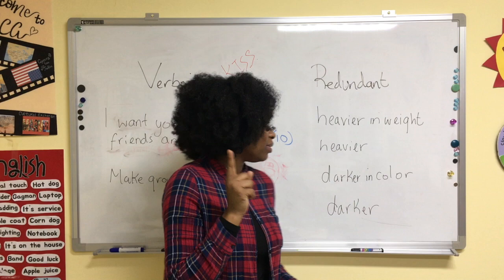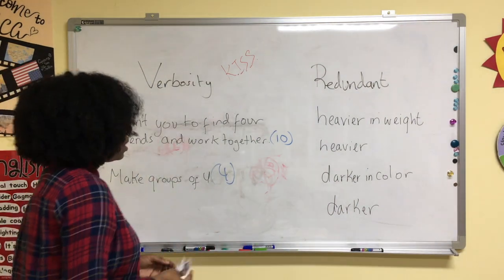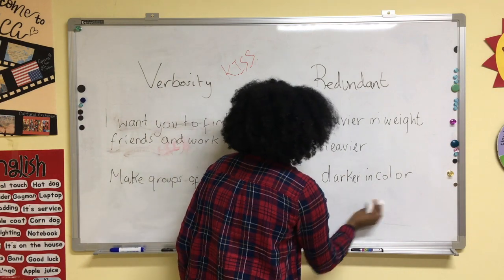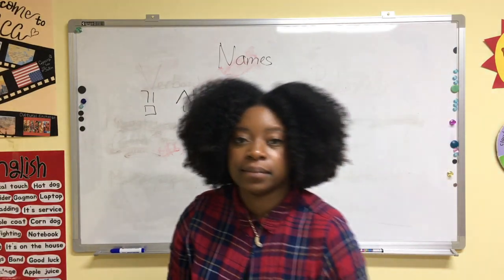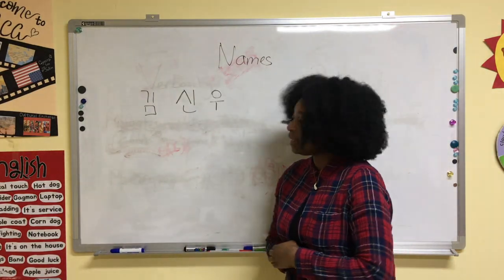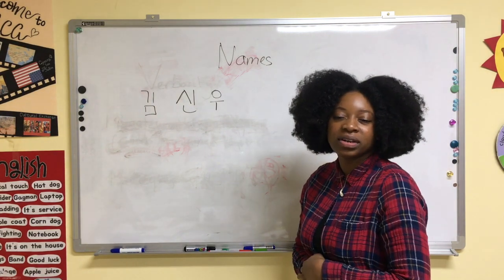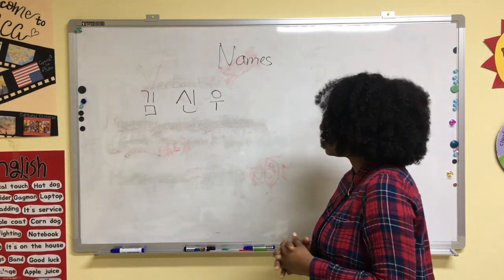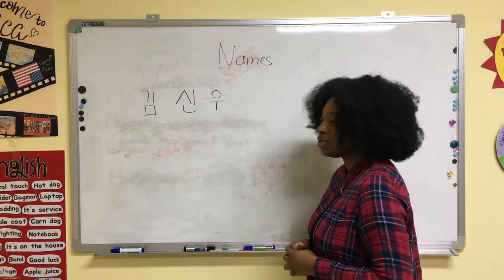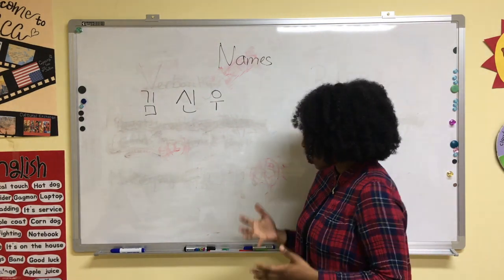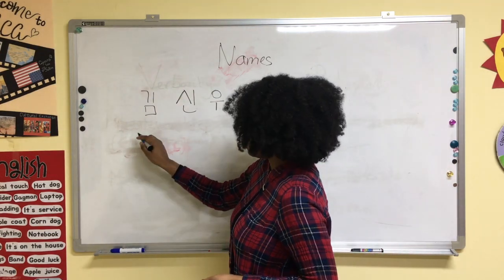Now, one last thing I'm going to mention this week in terms of writing, and this is specifically for my non-English students, my Koreans. Okay, let's talk about names, and I've just written a name on the board. It's not of anyone that I know, but here's a Korean name, Kim Shin-woo. And how you would write it in English would be, well, it depends.